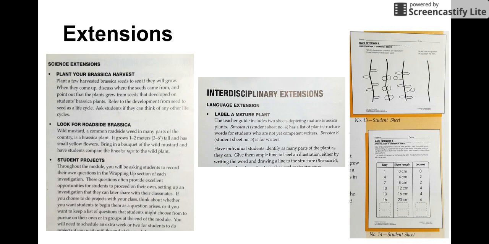There are many interdisciplinary extensions suggested in New Plants. You can find descriptions of these opportunities at the end of each of your investigation folios. The blackline masters that go along with them are included in the same location as the other duplication masters.